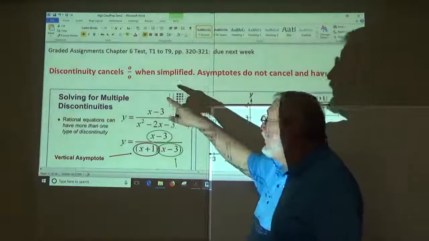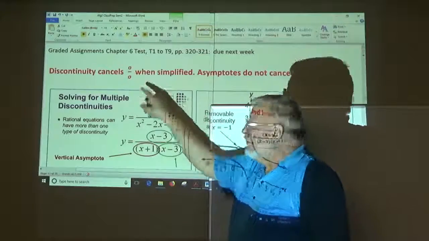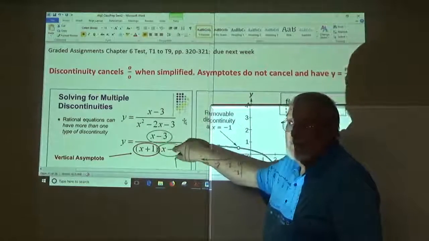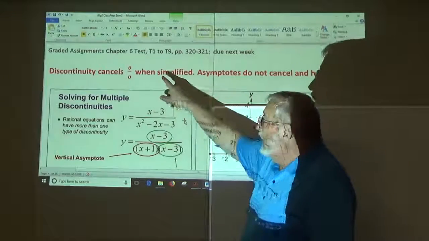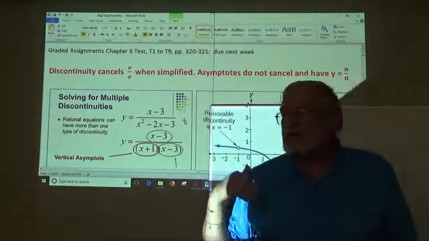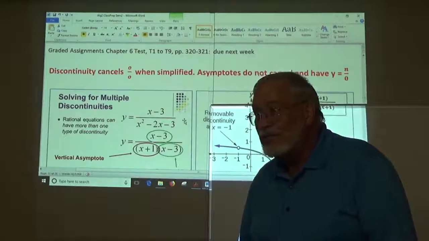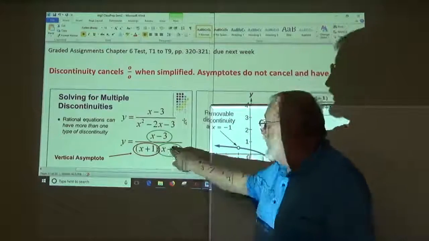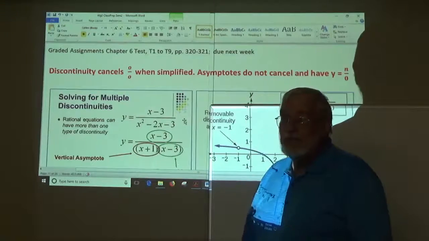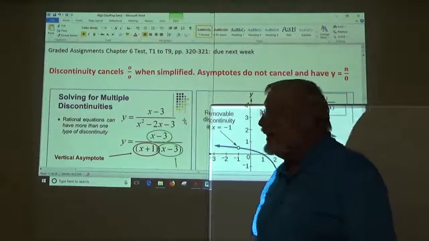Now, whenever you have 0 over 0, that is called a discontinuity. It used to be called a hole. Because there's a hole in the graph, you're not allowed to have x equal 3. So there's a hole in the graph where x is 3.